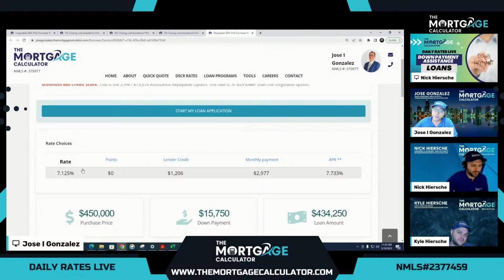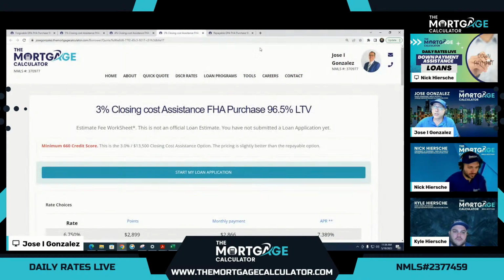But again, 0.5% lower. So if you're having issues with the DTI, 7.625 won't let you reach it, then you may have to do the repayable option to be able to meet. So that could possibly be another reason why someone would do this versus the forgivable. But now we have other options here. Now we have the 3% closing cost assistance option, right? This one gives you up to 3%, which in our example is $13,500.